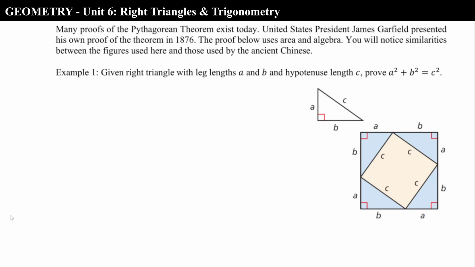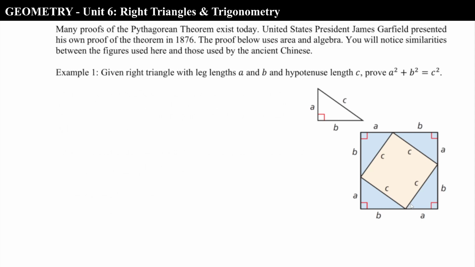So, first thing we're going to do to prove that A squared plus B squared equals C squared is we're going to take our triangle with legs A and B and our hypotenuse C, and we're going to arrange 4 copies of the triangle as shown here. Okay? Now, when we arrange those 4 triangles, we end up creating a square in the middle with side length of C.